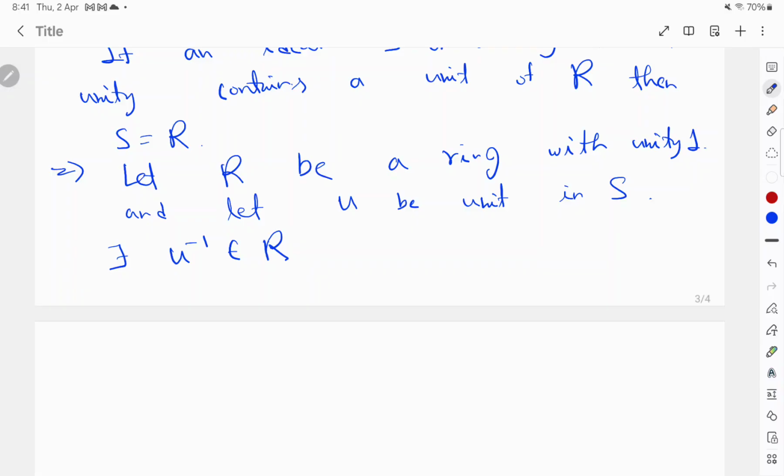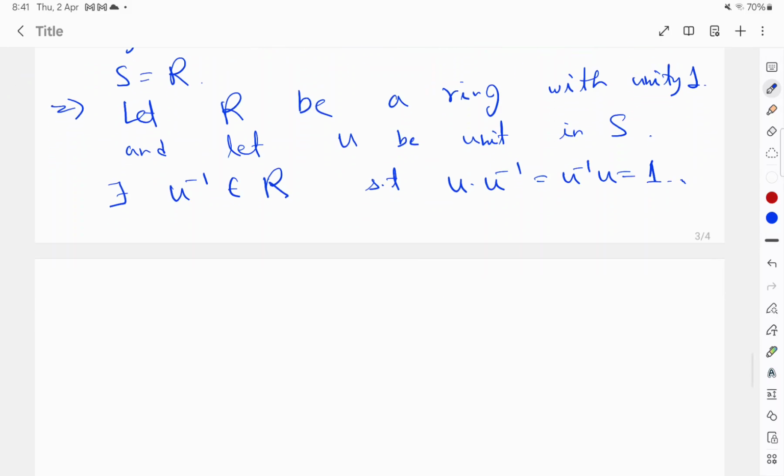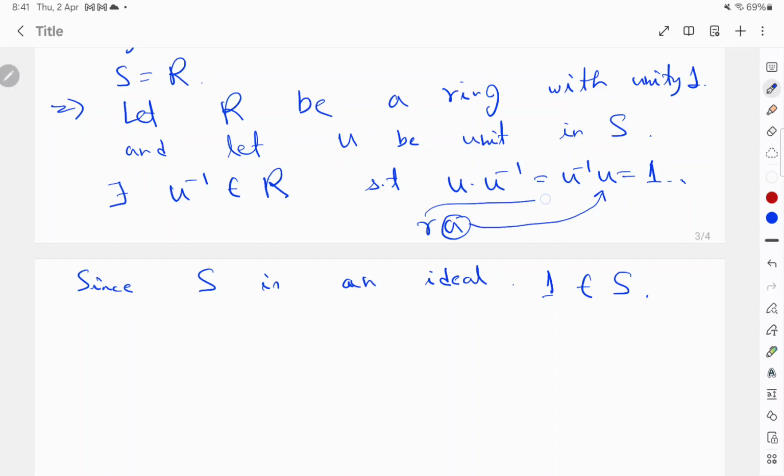Okay, so U inverse belongs to R, such that U into U inverse equals U inverse into U, this is your 1. Now 1 belongs to this set, right? But since S is an ideal, obviously this 1 belongs to your S, right? Because you just think of the R·A type. Here A looks like your U element, R looks like your U inverse. So from there you can say this 1 belongs to S, right?